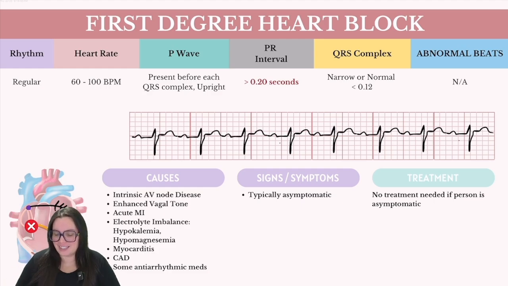When it comes to signs and symptoms, typically these individuals are going to be asymptomatic. They're usually discovered accidentally on an ECG, and it could be an indicator of some kind of underlying heart disease that's taking place or electrolyte imbalances, but generally it doesn't really have a whole lot of symptoms attached to it. And because of that, treatment's not necessarily required in these individuals unless they become symptomatic.